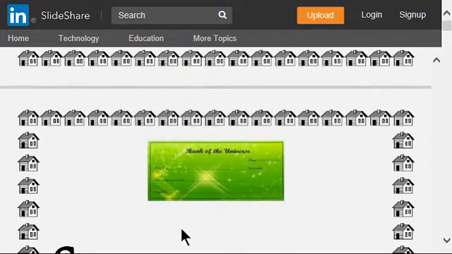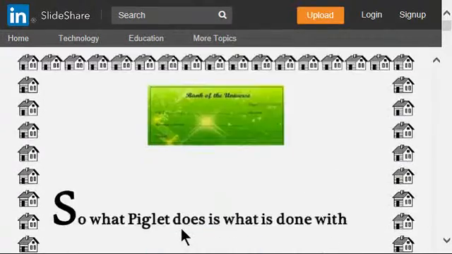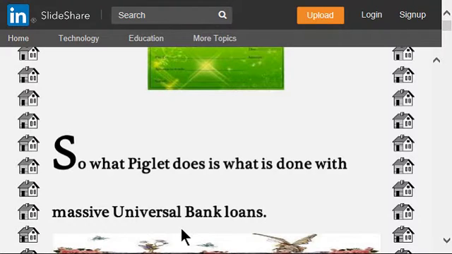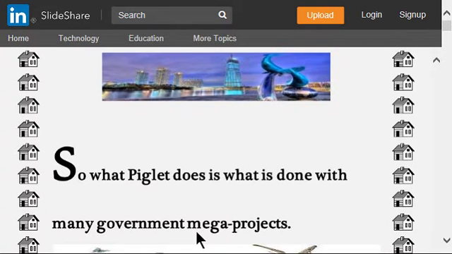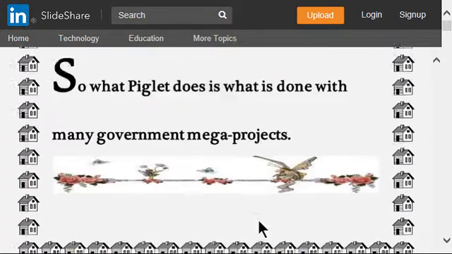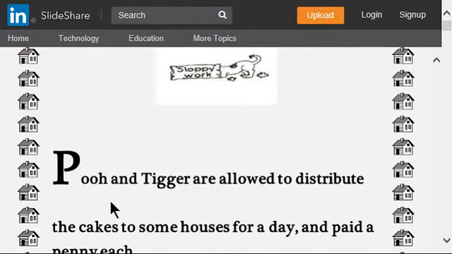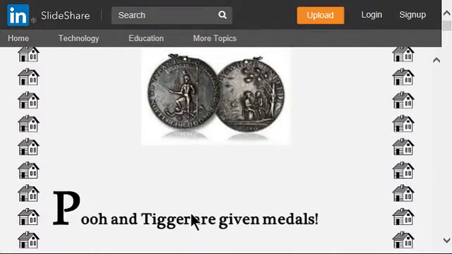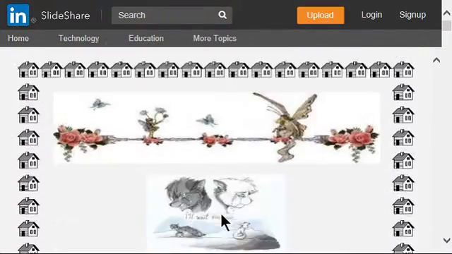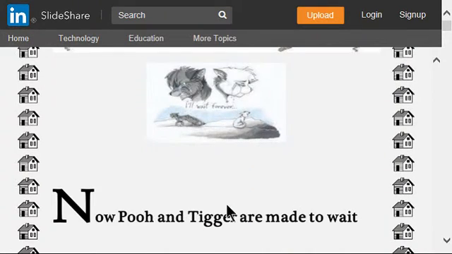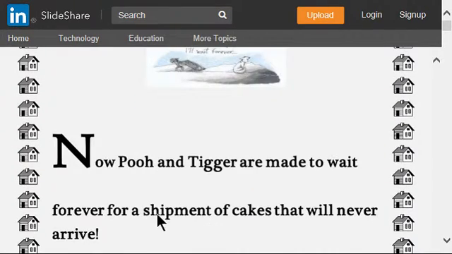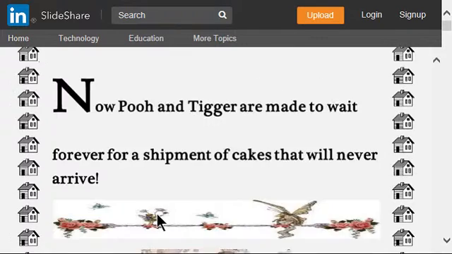So what Piglet does is what is normally done with massive universal bank loans and with many government mega projects which are announced. Piglet and Pooh and Tigger. Piglet allows Pooh and Tigger to distribute the cakes to some houses for a day, and after the sloppy work, pay them a penny each. Then Pooh and Tigger are given medals. Then they wait patiently forever for a shipment of cakes which will never come. They keep on waiting.